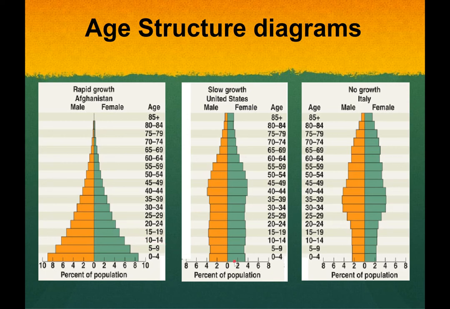The United States is growing, but it's slower growth. Our structure looks more like a column versus Afghanistan, which really kind of looks like a pyramid. Most of our individuals are already middle-aged, so they've already had their children, but they just had fewer children. And then Italy is not really showing any growth at all. We've got very few children that are being born to the highest population age range.